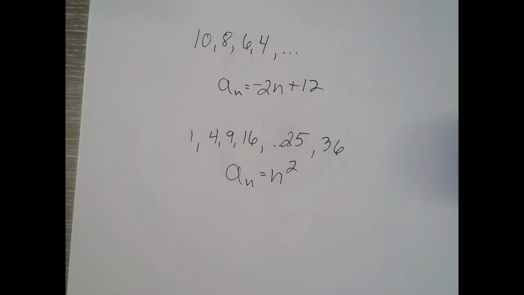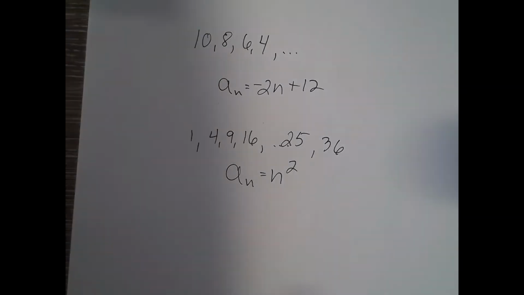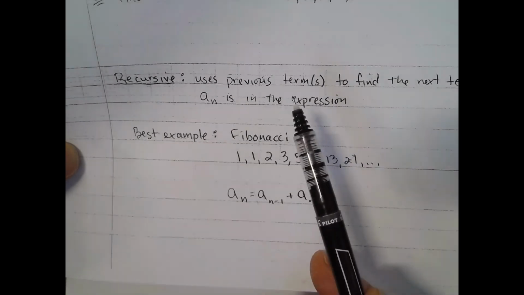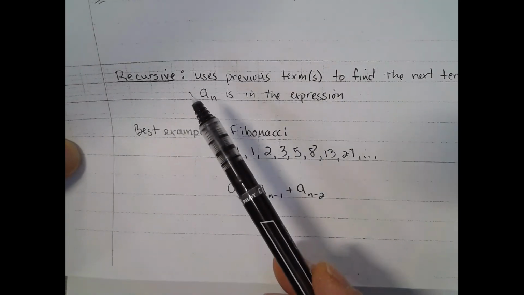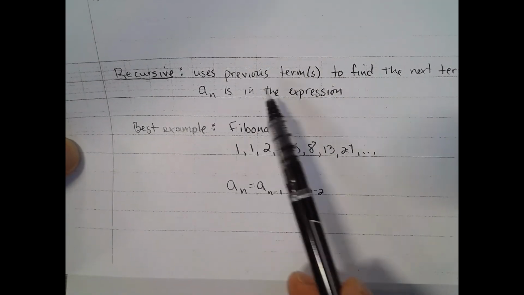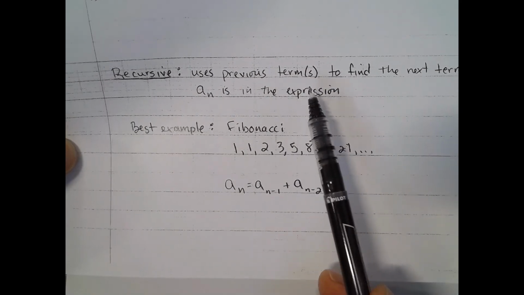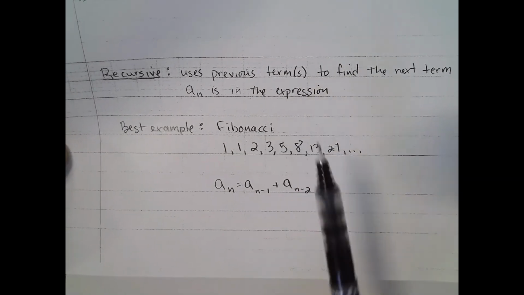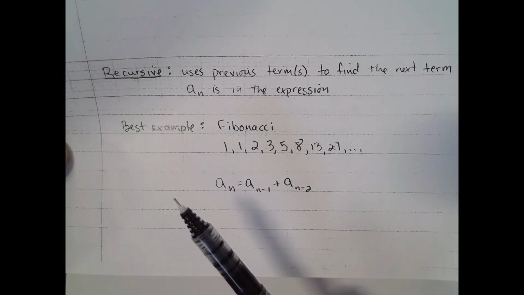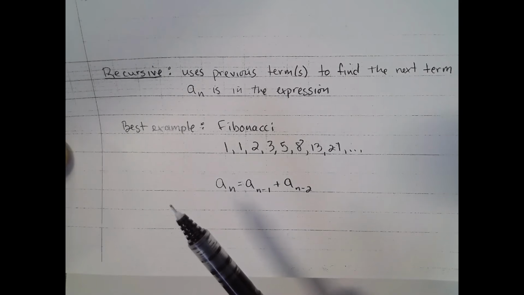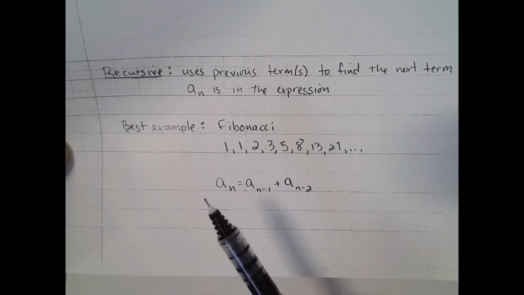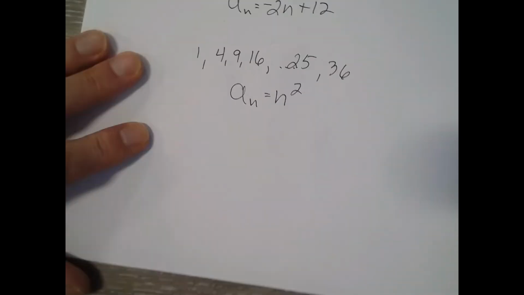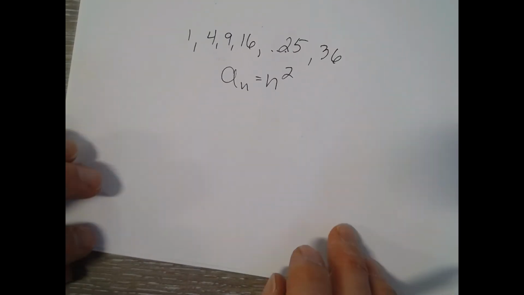If you have something that relies on previous term or terms, it's something called recursive. So it uses previous terms to find the next term. The most common sequence, probably of any sequence, is something called the Fibonacci sequence. The Fibonacci sequence has a lot of different applications, like the cornucopia.